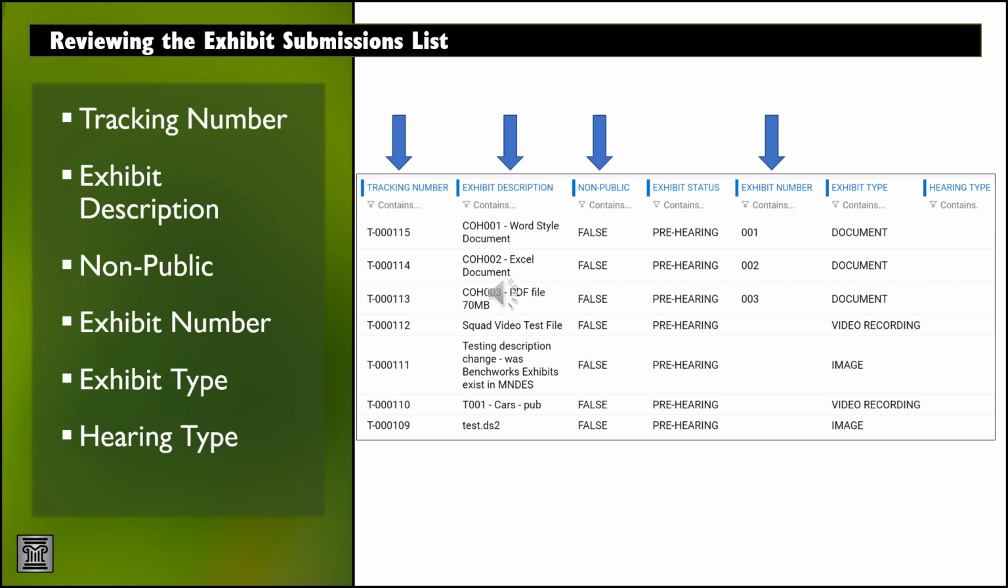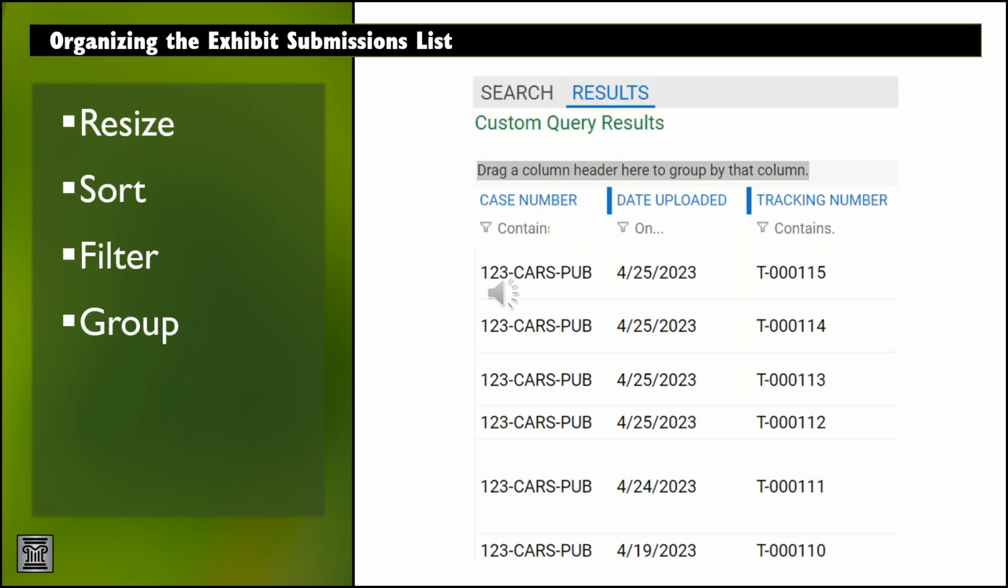The exhibit number is also something the submitter enters. If a specific numbering scheme is indicated, hopefully they've identified the exhibit number correctly, but if not, you may add or change it. The submitter also enters the exhibit type from a set list. Lastly, court staff or the referee can select the hearing type that applies with the exhibit.